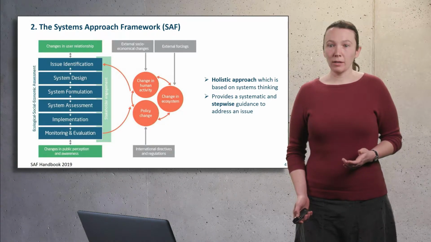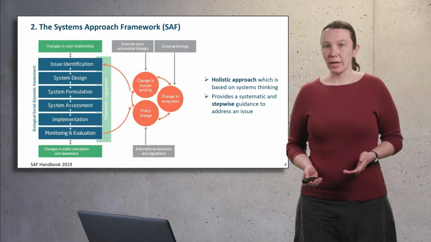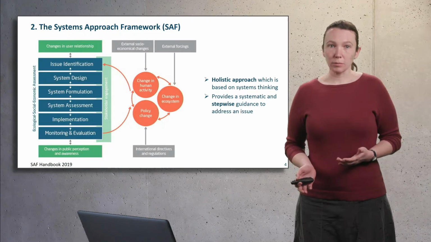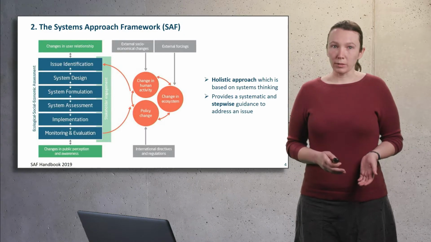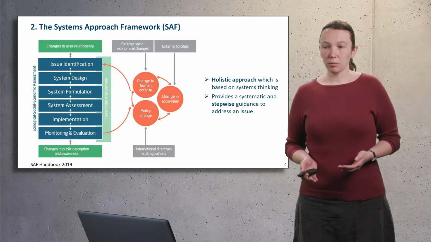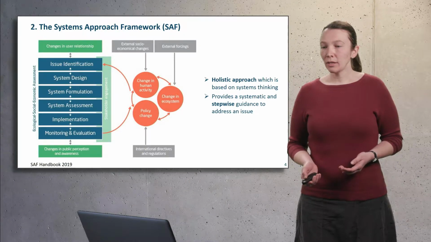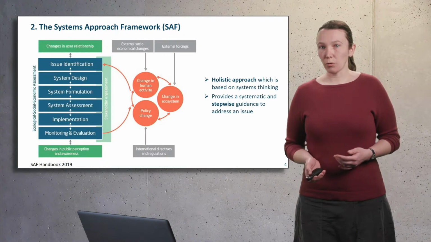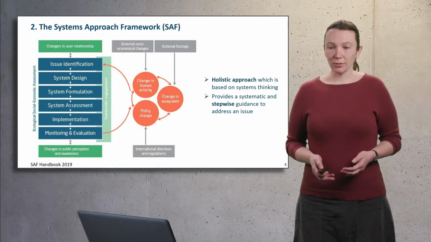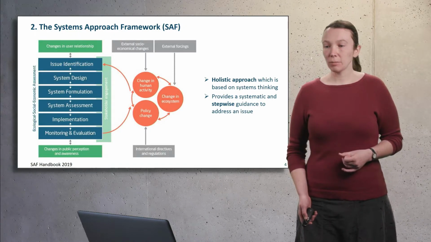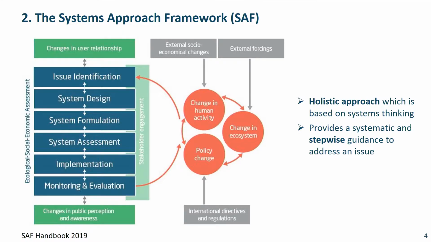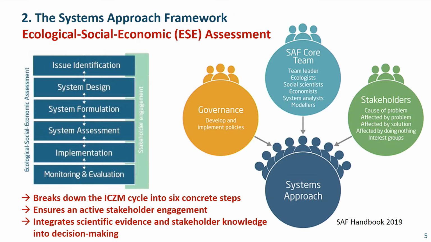And issues can be caused by changes in human activities, changes in the ecosystem itself, and also by policy changes. And these, again, can be caused by external factors. The core of the systems approach framework is the ecological, social, economic assessment that you see on the left side of this figure. The ESE assessment breaks down the ICZM cycle into 6 concrete steps. And it ensures that stakeholders are involved throughout the entire process.